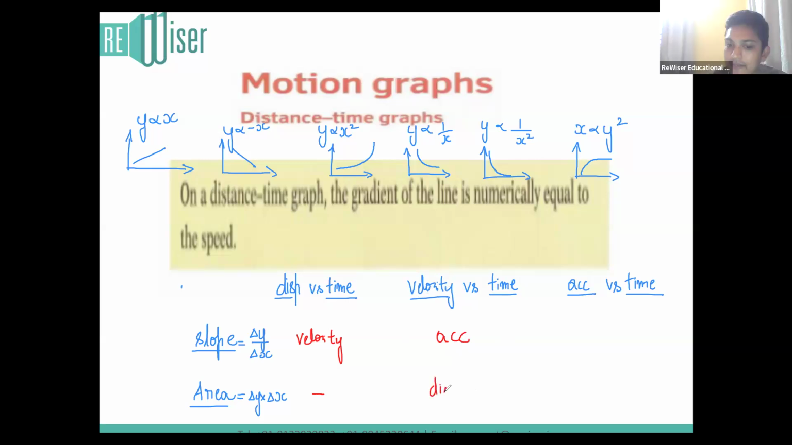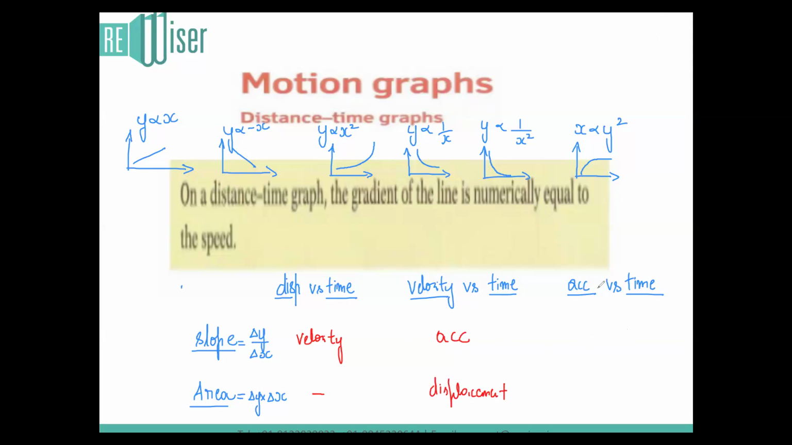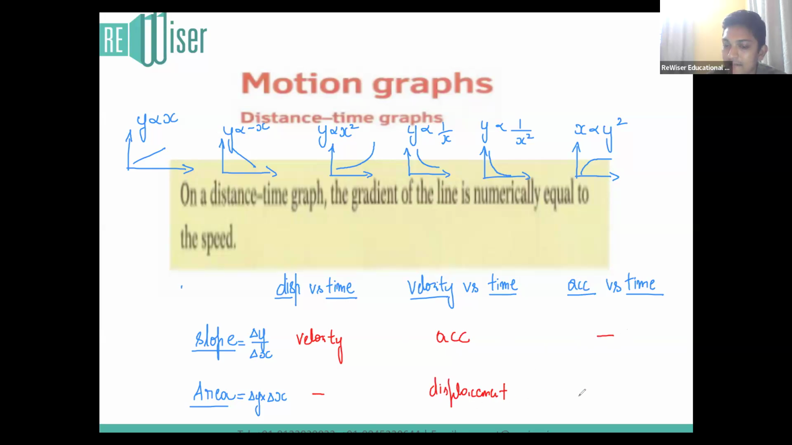Distance or displacement. Or total displacement, if it's the total area. In an acceleration time graph, what does the slope represent? Is there any quantity that we've discussed? It's called acceleration by time? No. So it represents nothing, can I say? Yes. Then what does the area represent?